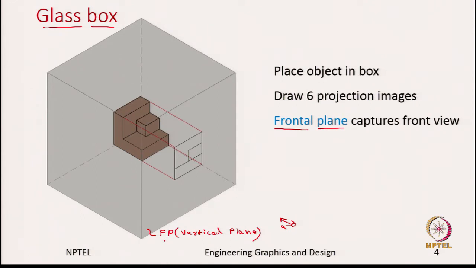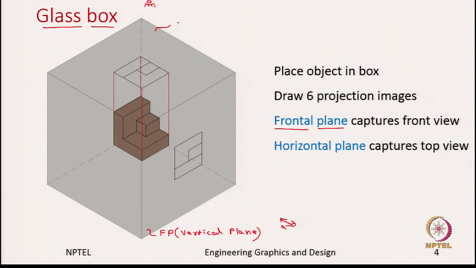Next, when we want to capture the top view, we said the observer will be looking from the top. Which means the observer is looking somewhere here, from here. So, first we will draw the projector lines and then draw the complete view. So, where did we place this top view? We have placed it on what is called the horizontal plane, or in short HP. So, the horizontal plane captures the top view.